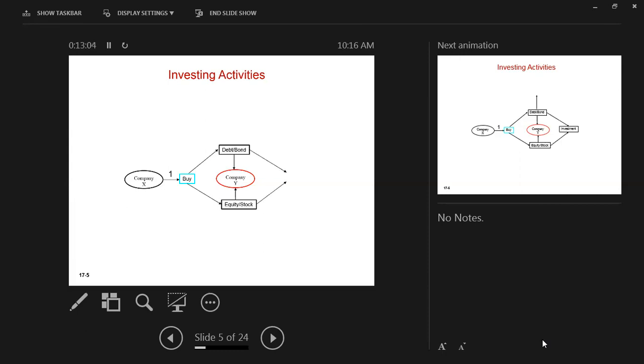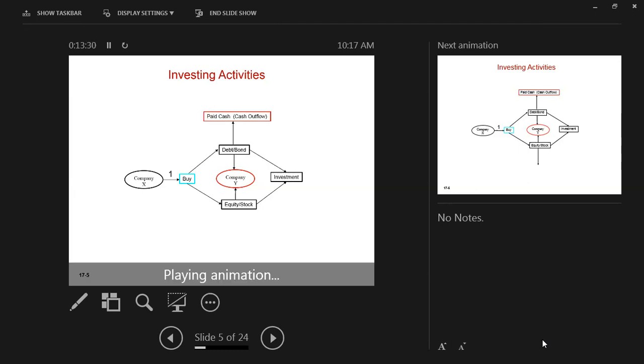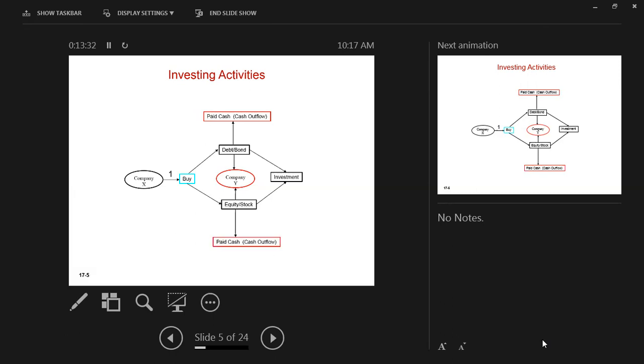In accounting, altogether, this event is called your investment, because you are going to invest your money in another company, right? And when you buy another company's bond, you have to pay cash. That means cash outflow. When you buy another company's stock, you also have to pay cash, which is a cash outflow.